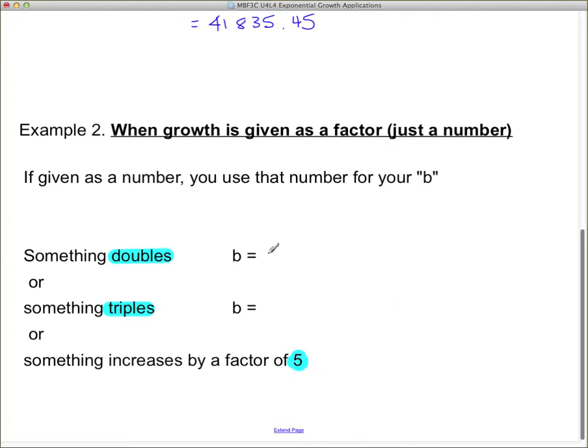Well, if it doubles, B means that we're multiplying by 2. Remember, B is what we multiply every time. If it doubles every year, we have to multiply it by 2. Triples, I hope you know, multiplies by 3. And if you ever see the words increases by a factor of something, it's actually giving you what we're multiplying by. B equals 5.